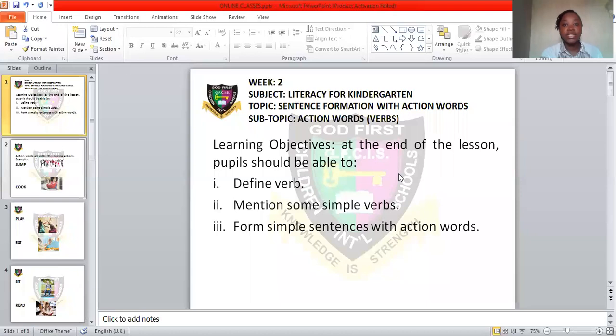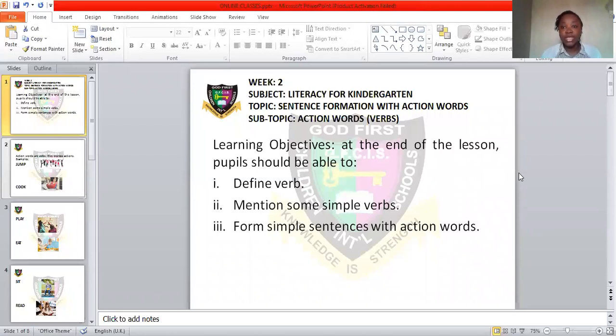This is how we're going to be having our classes for now, and it's quite different from the regular class activities. Thank you for joining today's class. The subject we are going to be treating today is literacy, and the topic we are going to be treating is sentence formation with action words. The subtopic is action words, in brackets, verb.